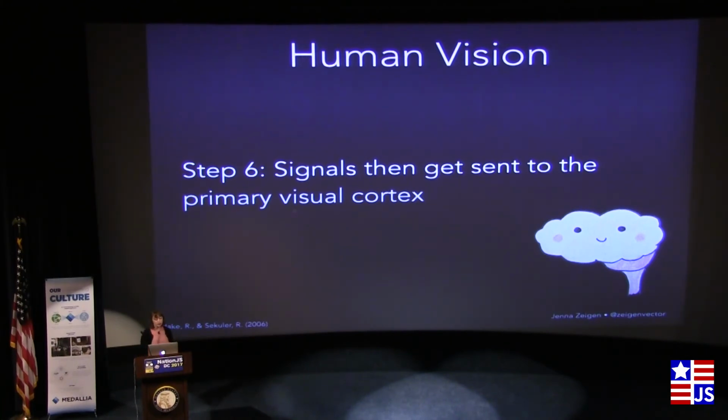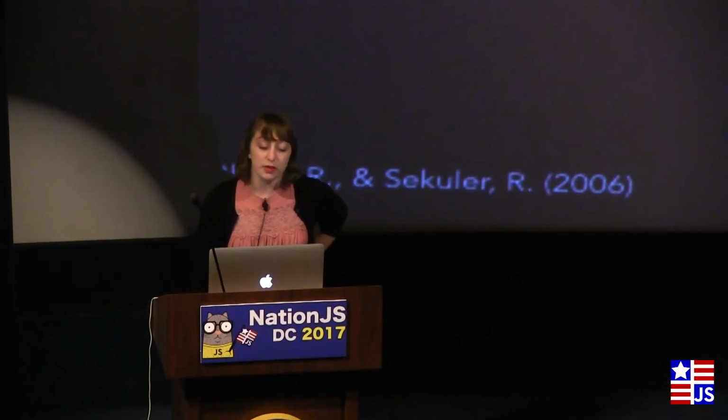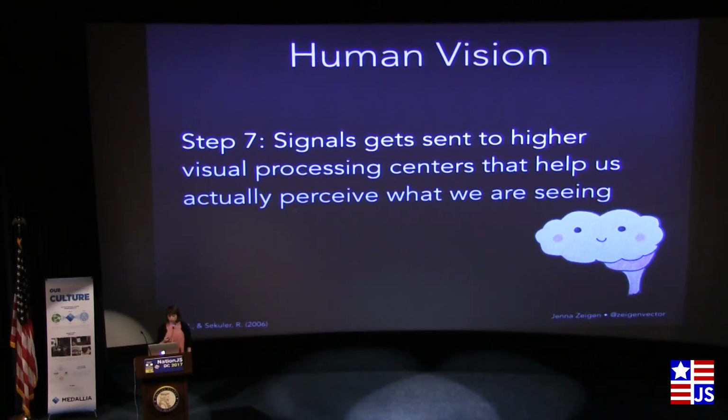And there are some cells in here that are going to fire a lot for a very specific angle of a contour or edge. And then others are going to respond even better when that's moving through the visual field that they're responsible for. And then other cortical cells are going to respond to color. Then finally, the signals get sent to higher visual processing centers that help us actually perceive what we are seeing.